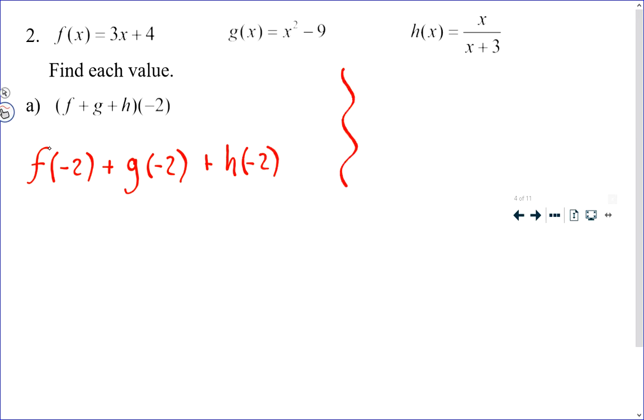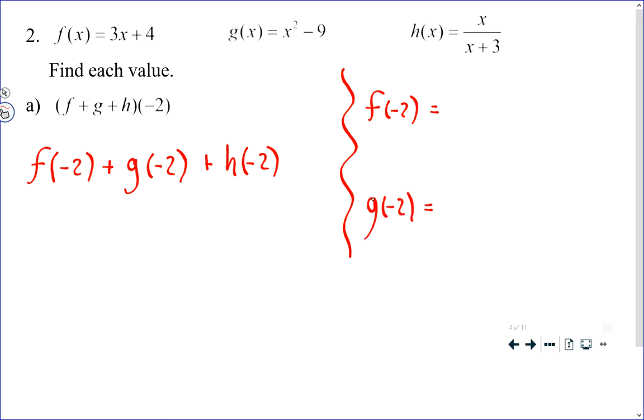And my advice to you is when you have problems like this, don't try to do it all in one shot. Figure out what f of negative 2 is on the side. Figure out what g of negative 2 is on the side. And figure out what h of negative 2 is. We can add them together later.